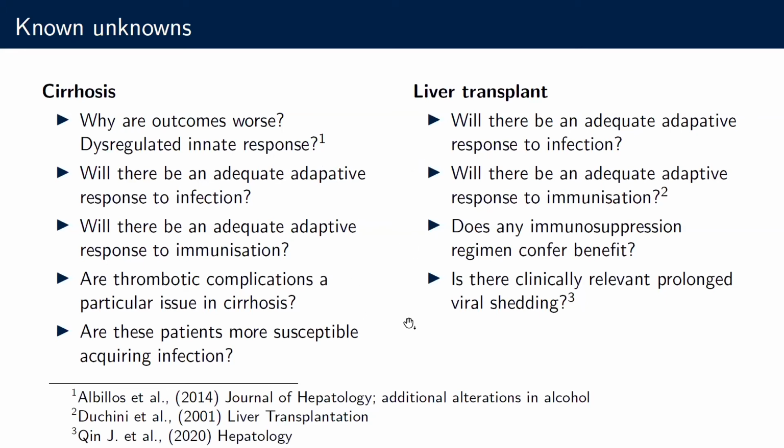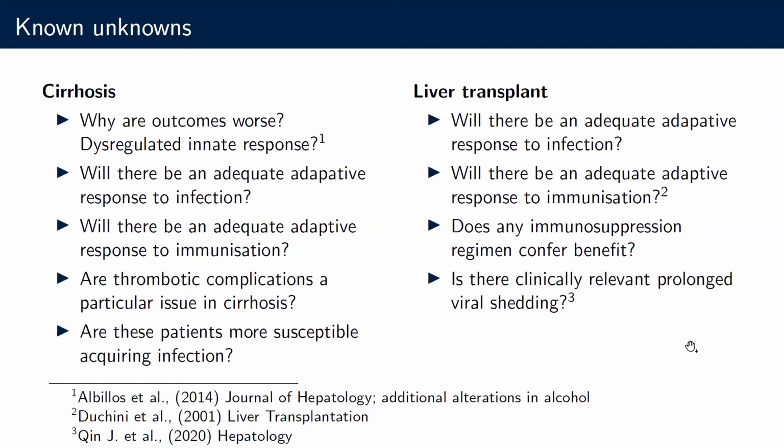We don't know if thrombotic complications are a particular issue. Sadly, we missed that data in my own registry. We don't really know if the chronic liver disease patients are more susceptible to getting infection in the first place. And with regard to liver transplantation, the jury is out on any particular immunosuppression regimen. And there are few reports of those who are immunosuppressed having prolonged viral shedding. So positive swabs ongoing for a prolonged period. And also here really should be the role and the effect of coronavirus very early after transplantation.